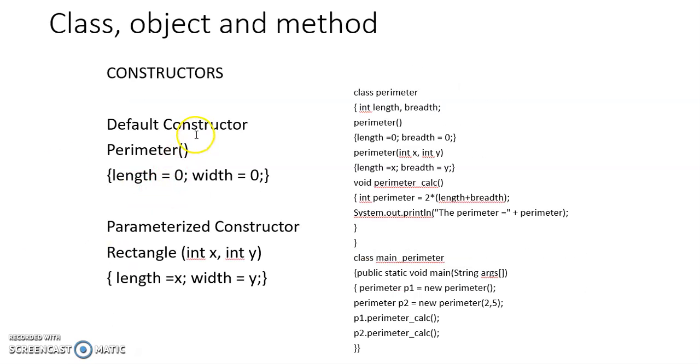A constructor. A default constructor, if it is given, can be given with a format like this: Perimeter and the parenthesis, and length will be initialized with 0 and width will be initialized with 0. A parameterized constructor, on the other hand, will have parameters inside this bracket, and then it can be initialized with the values that are passed, that is x and y. So you have a program over here also, which basically executes the program, and you can see the constructor playing a role in this.